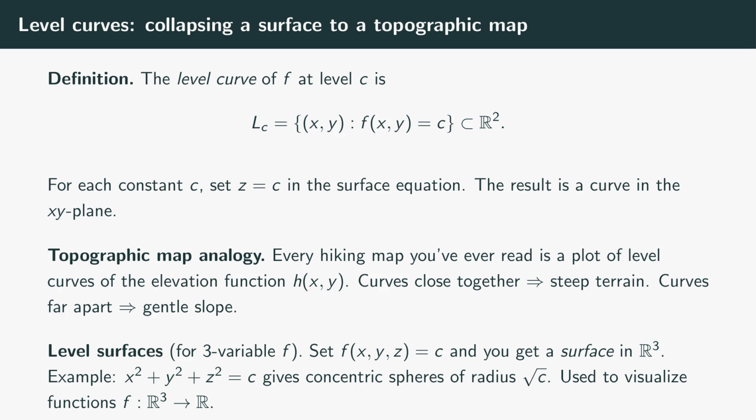For functions of 3 variables, the same trick works 1 dimension up. Set f of x, y, z equal to c, and you get a surface, called a level surface, inside 3D space. For instance, the level surfaces of f of x, y, z equals x squared plus y squared plus z squared are concentric spheres of radius the square root of c. Level surfaces are the standard way to visualize functions of 3 variables, since their graphs would require 4 dimensions to draw.